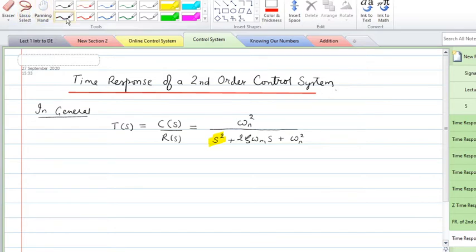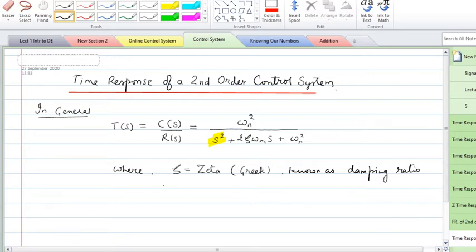Okay, where this term is known as zeta, and it's actually a Greek letter, pronounced as zeta, and this is known as the damping ratio, and omega n is equal to the natural frequency.